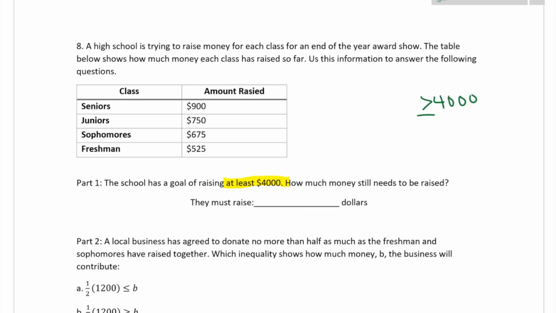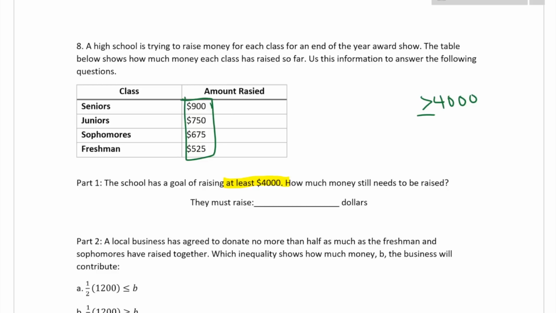All right, how much money still needs to be raised? So if I need to figure this out, I'm just going to add up all the money I've raised so far. So I'm going to add up all my values and see if we've reached our goal so far. And if we haven't, how much money I still need to make.